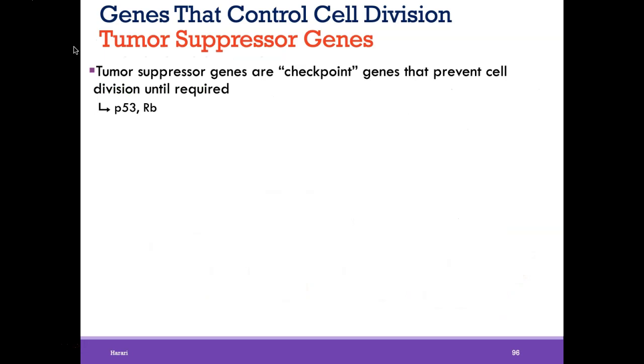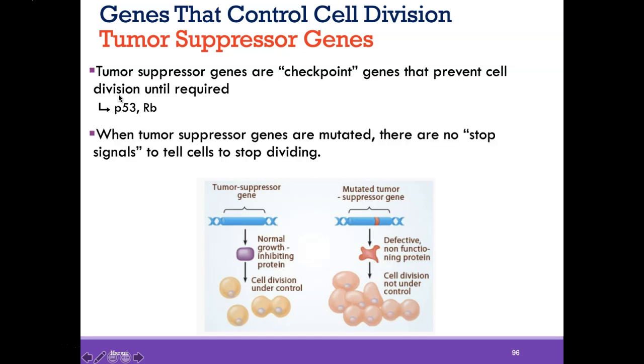The other family of genes, those tumor suppressor genes, are the checkpoint genes that stop the cell cycle unless it's required. Examples are called P53 and RB, a retinoblastoma gene. P53 is one you must know about. We'll talk about that next. So a tumor suppressor gene normally tells the cell to stop dividing, right? Normal tumor suppressor gene makes a protein that inhibits growth, so it keeps cell division under control. However, if I mutate my tumor suppressor gene, there's no more stop signals to tell the cells to stop dividing, so cell division will not be under control.